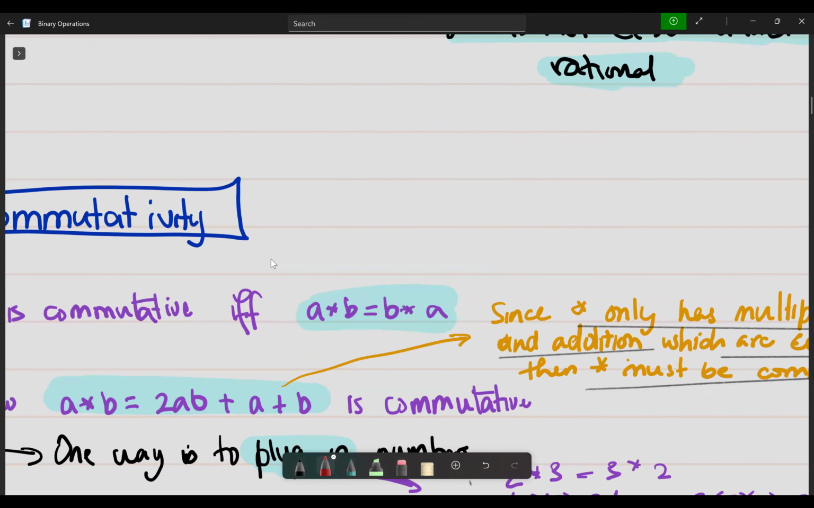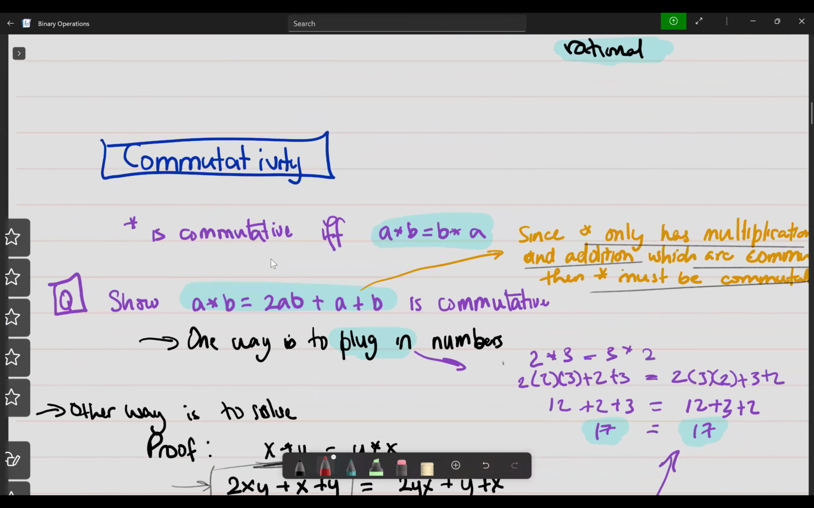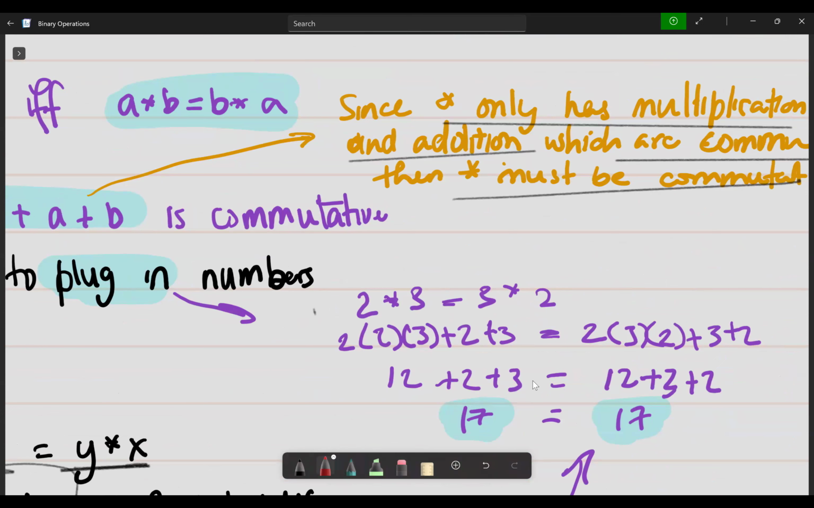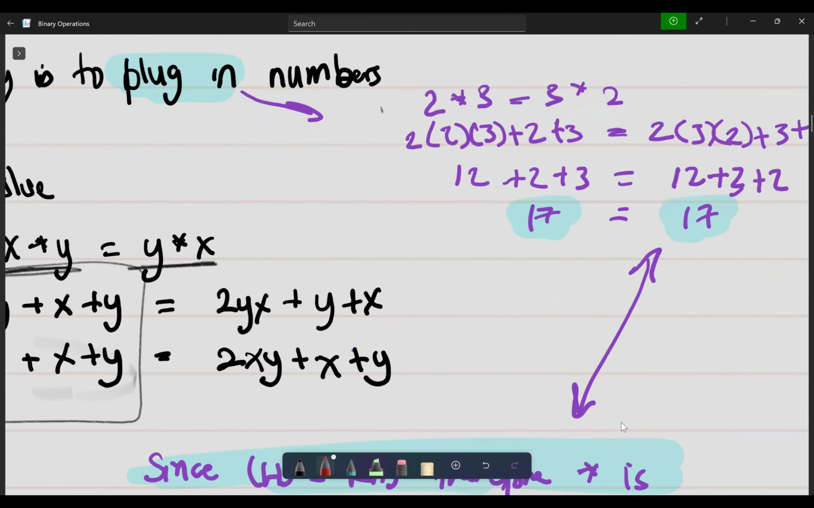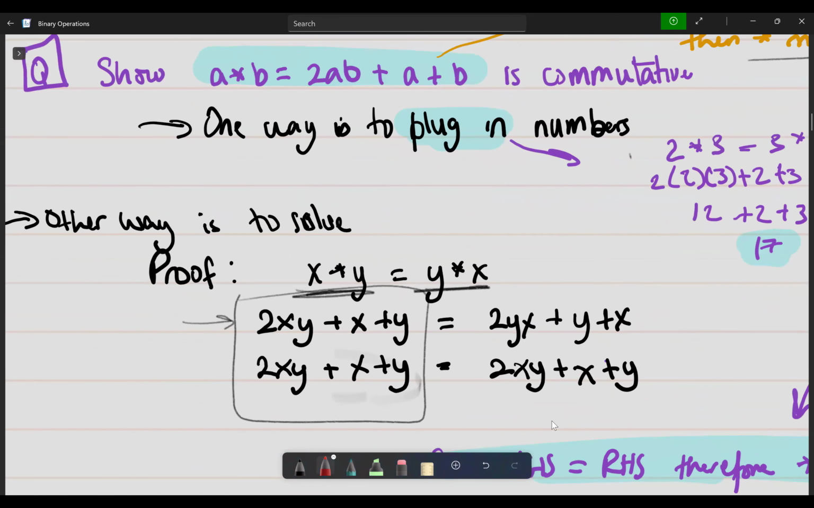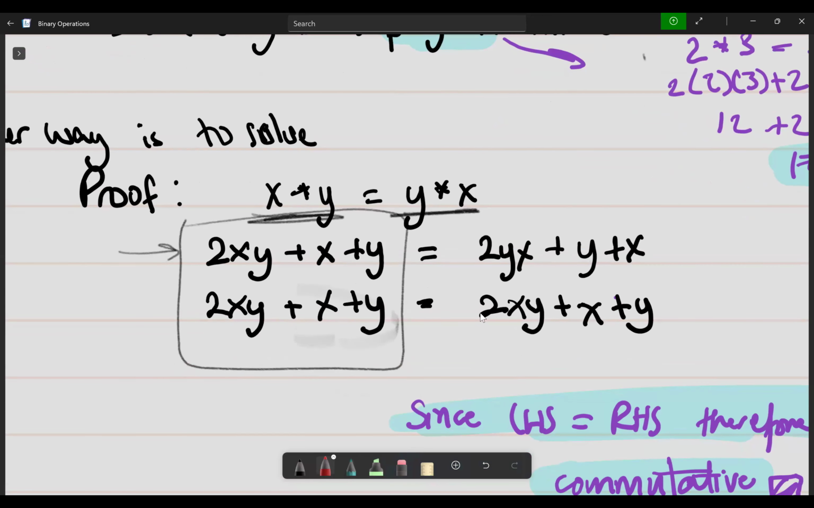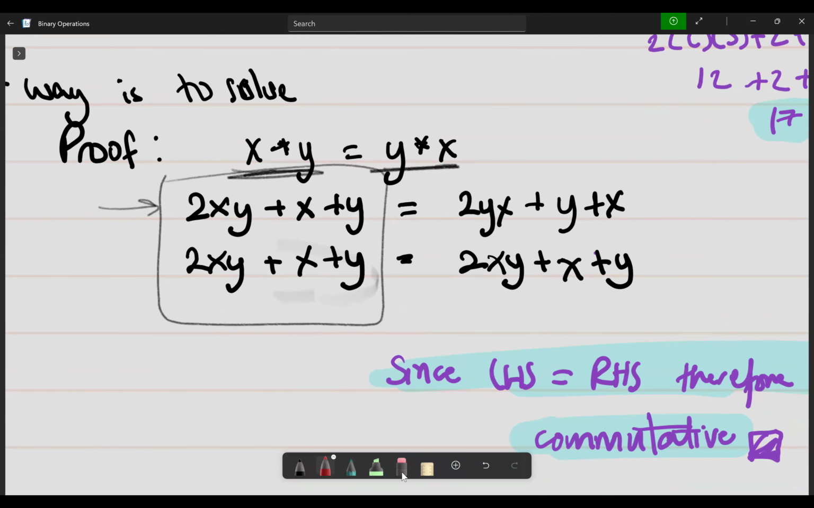Okay. Now, commutativity is when you're just able to switch both sides. So if you have a star b, that is equal to b star a. One way is to just plug in the numbers. So if you have 2 and 3, work with the left hand side, I get 17, work with the right hand side, I get 17. You say, okay, it's commutative. Another way is to write it as x star y equal y star x, and then work on the left hand side and the right hand side simultaneously. Whenever I reach a point where the left hand side actually looks like the right hand side, then yep, they're commutative.